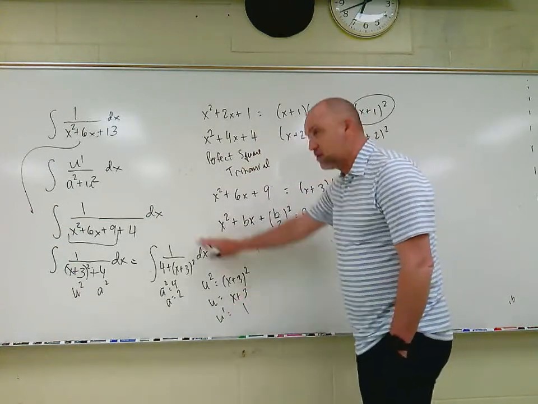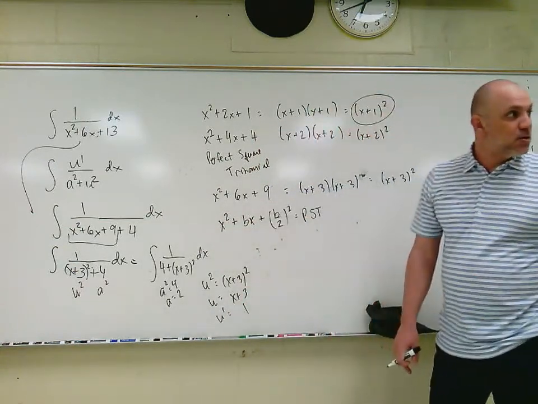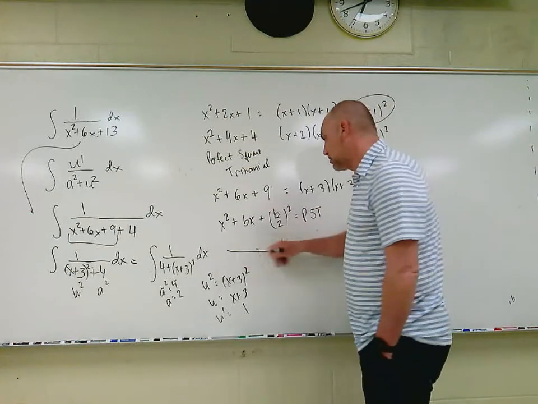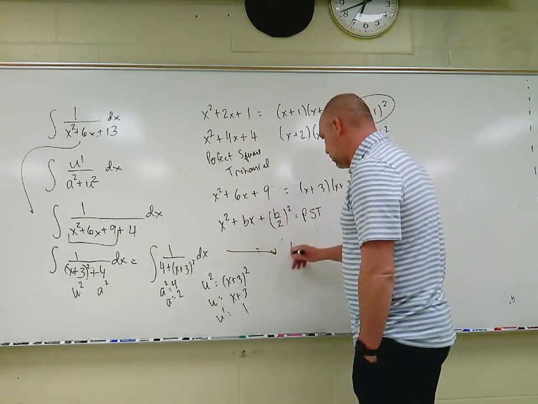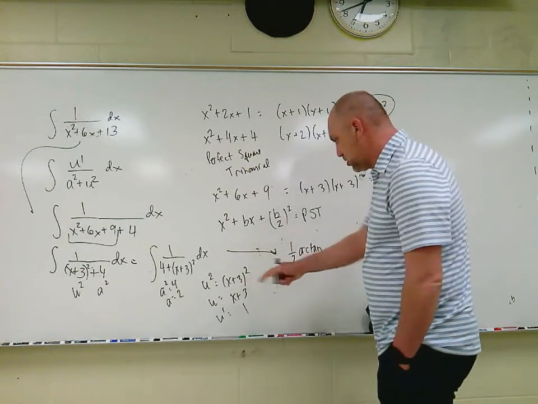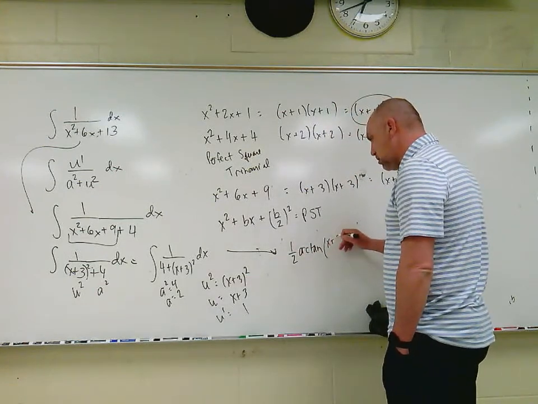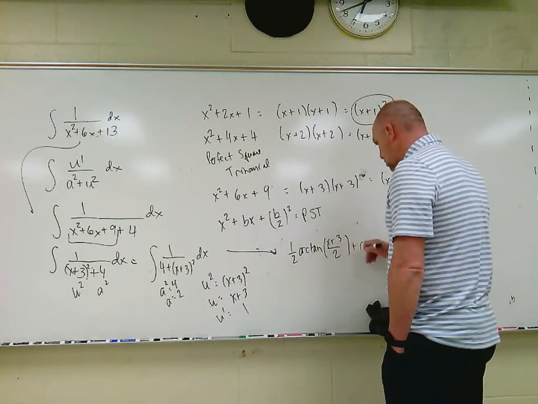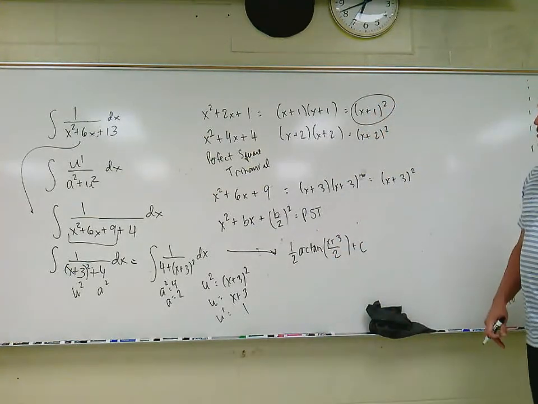See, it matches. All I had to do was rearrange the bottom. And now, that's it. Now you know the antiderivative: 1 over a arctangent of u, which is x plus 3 over a, which is 2, plus c. So there you go. Okay?